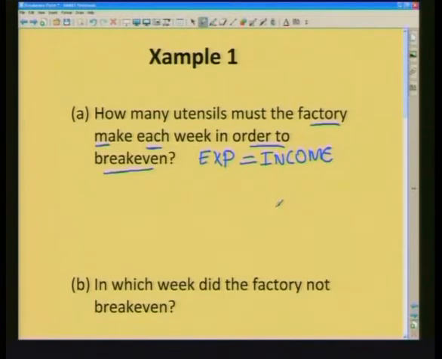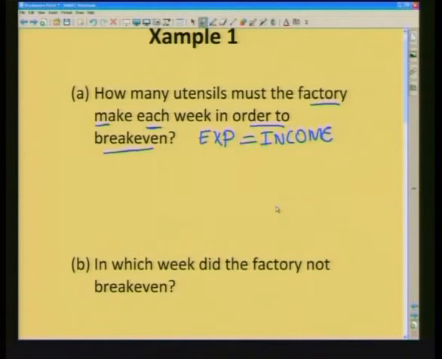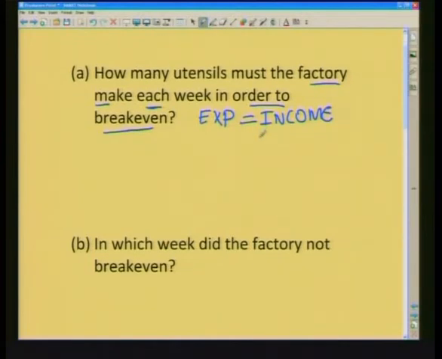All right. But in order to do this, what we have to do is obviously we need to, in this case, cover all costs, which is that fixed overhead of 59,400. We have to take into account that that 59,400 has to be, as an expense, gained in your income before you can start making any profit. They tell us that there's a 3 rand profit on each utensil. So if I'm making a 3 rand profit on each utensil, and they want to know how many utensils must be made every week in order to break even.